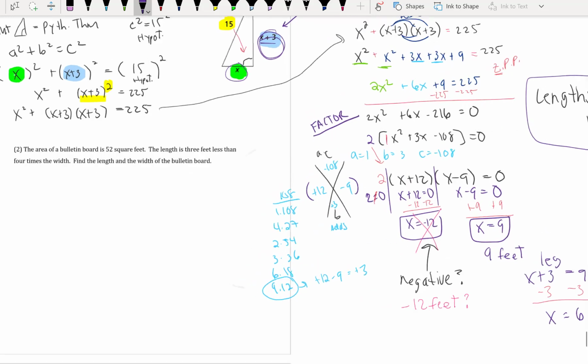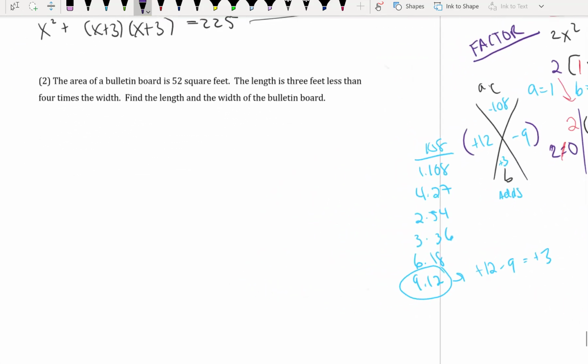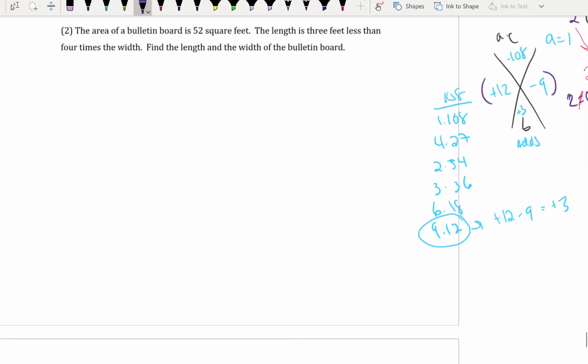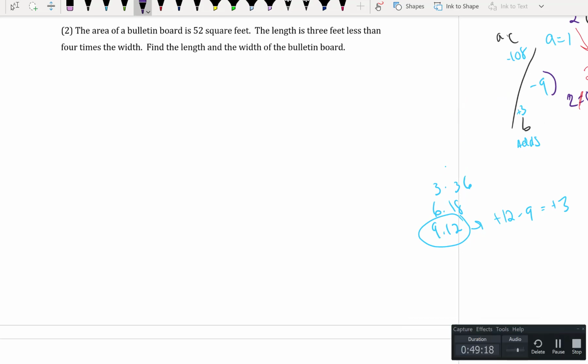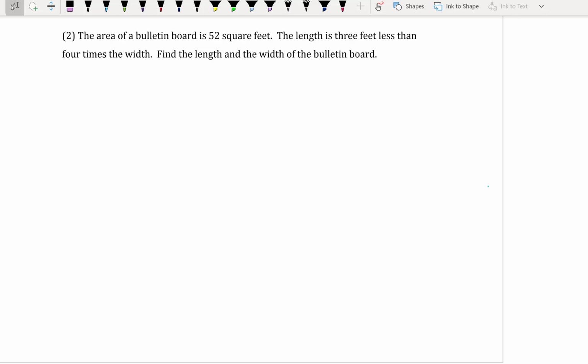So let's zoom in on number 2, okay? I'm going to go ahead and give myself enough room, so I'm going to erase this. So just give me a second. Alright, so number 2, we have our word problem. It says the area of a bulletin board is 52 square feet. The length is 3 feet less than 4 times the width. Find the length and the width of the bulletin board.